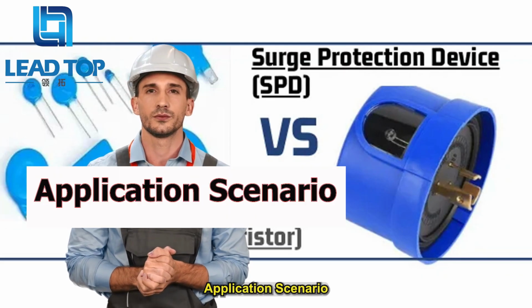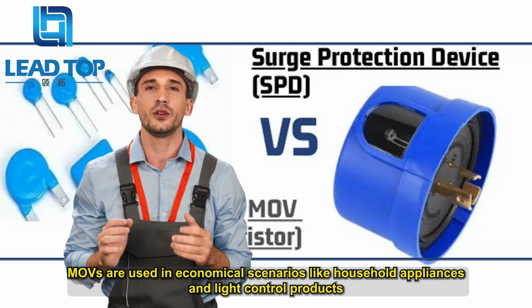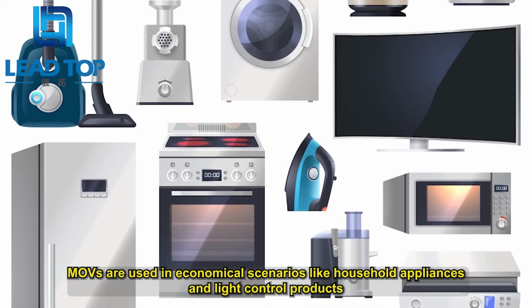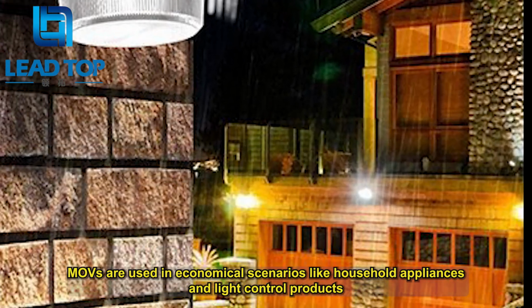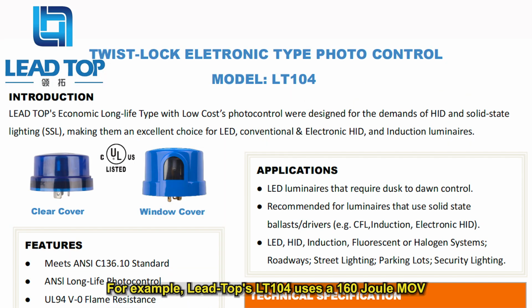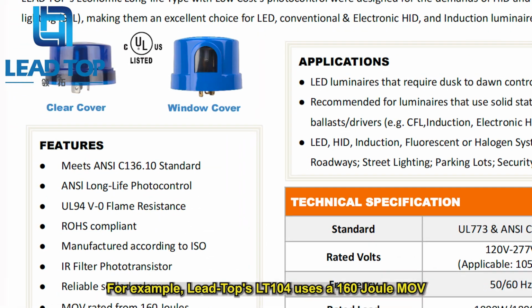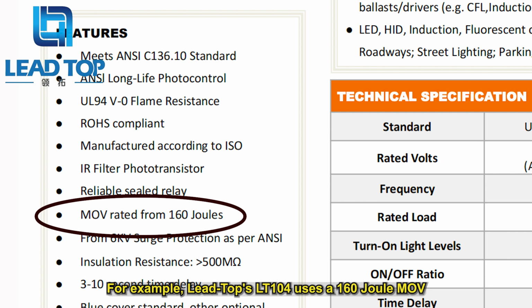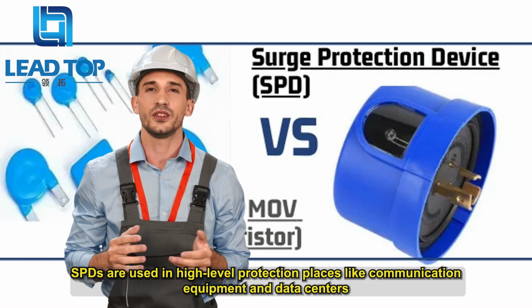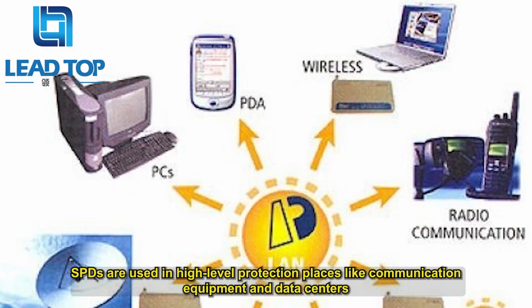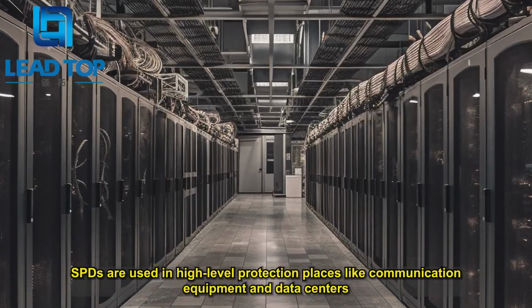Application scenario. MOVs are used in economical scenarios, like household appliances and light control products. For example, Leadtop's LT104 uses a 160 joule MOV. SPDs are used in high-level protection places, like communication equipment and data centers.